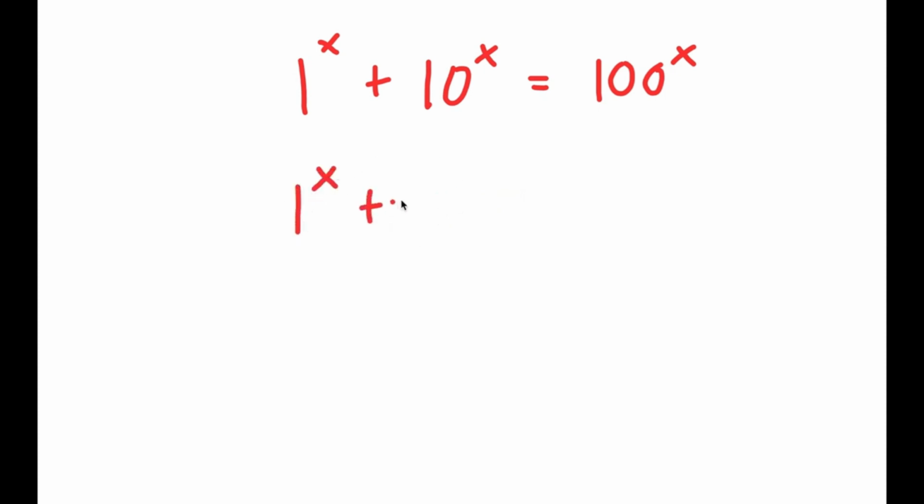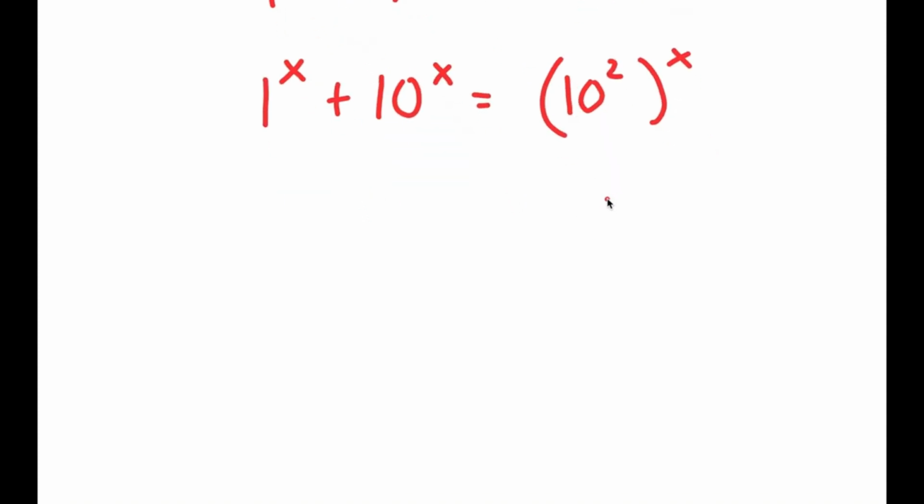Alright, so in this video, I'm going to solve the equation 1 to the power of x plus 10 to the power of x is equal to 100 to the power of x. So, to solve this, I'm going to first start by rewriting this as 1 to the power of x plus 10 to the power of x is equal to 10 squared to the power of x.